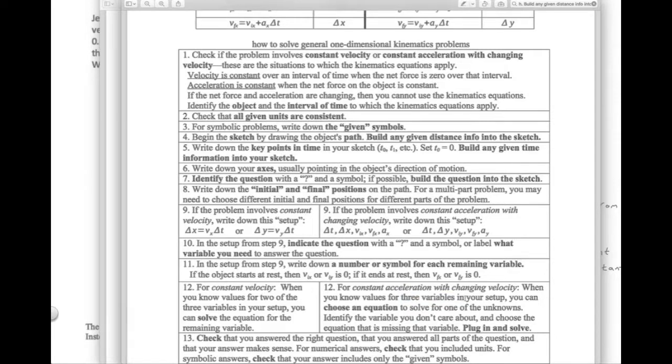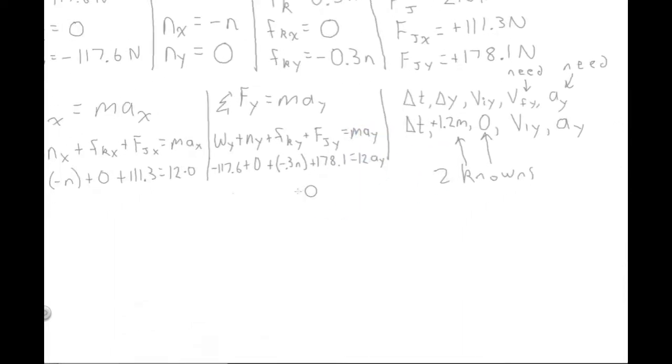So here it looks like we have 2 knowns. We know this and we know this. But that's not enough. There's only 2 things we know. All the remaining variables are unknowns, so it would not be productive yet to pick a kinematics equation because there's not enough knowns. So we're going to need to make some progress here. Well, it would help to know a sub y. A sub y is our connecting link, and we can get that from the y equation. So we can simplify this y equation.